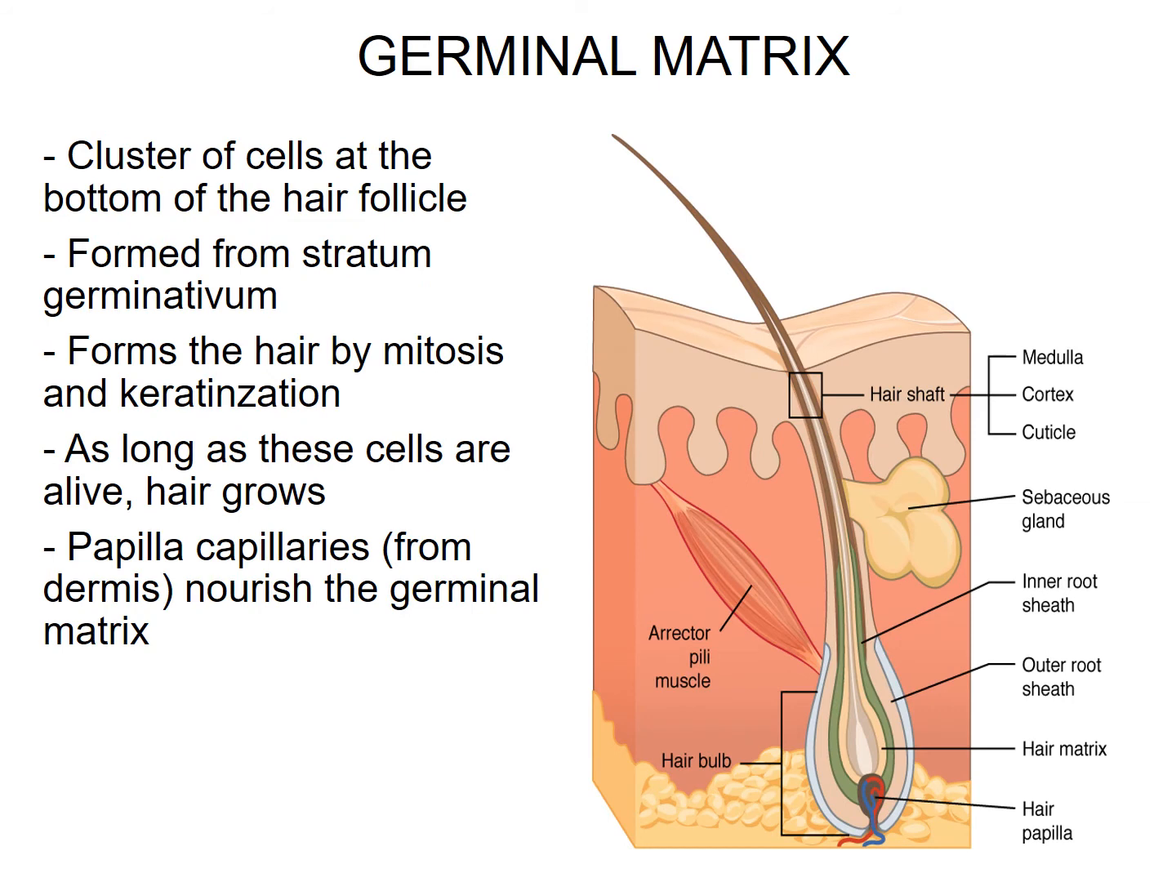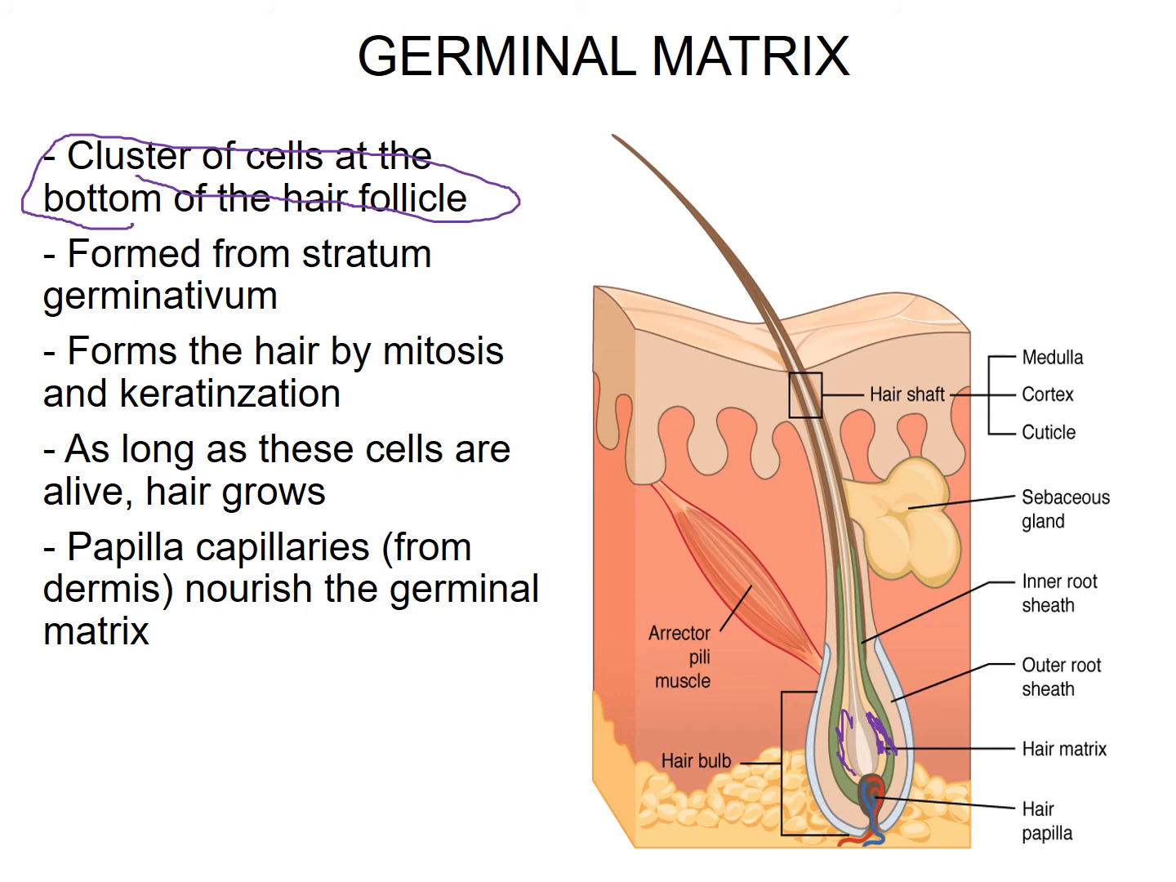Another structure called the germinal matrix. This is where the growing actually occurs. It's a cluster of cells at the very bottom of the hair follicle. And you can see them right in this area right here in purple, also known as the hair matrix. And it's formed by the stratum germinativum, say that real fast. That's just another fancy way of saying the stratum basale. So these are mitotic cells that make keratinocytes, and then it's the same exact principle. As new cells are being made, the old cells are getting pushed up, and that's how your hair actually grows.